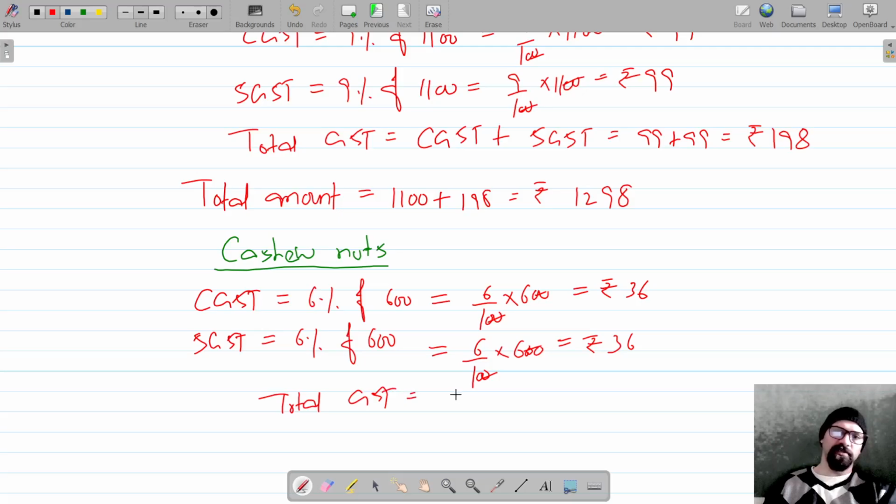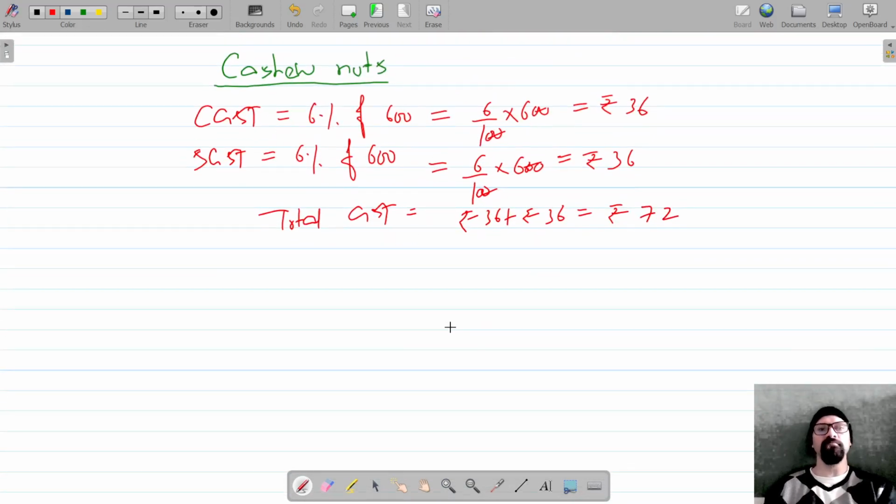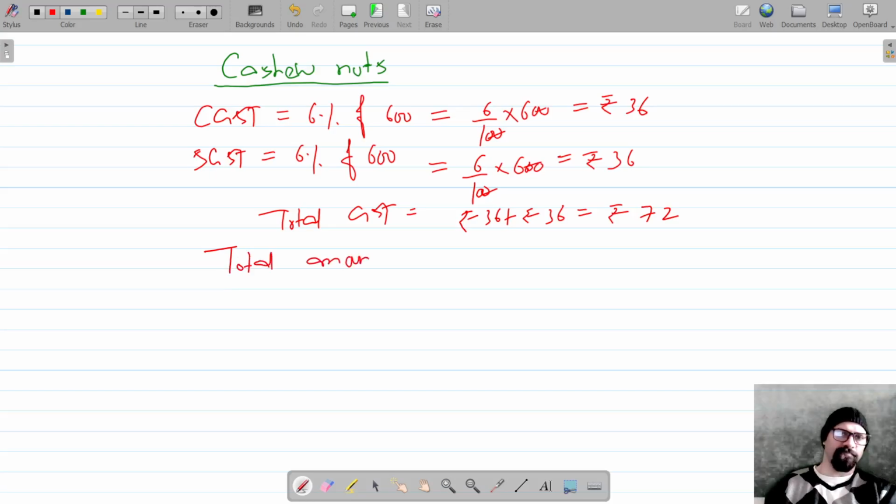So total GST here is rupees 36 plus rupees 36, which is equal to rupees 72. That's for the cash units. And total amount to be paid for the cash units is rupees 600 plus 72, which is rupees 672.